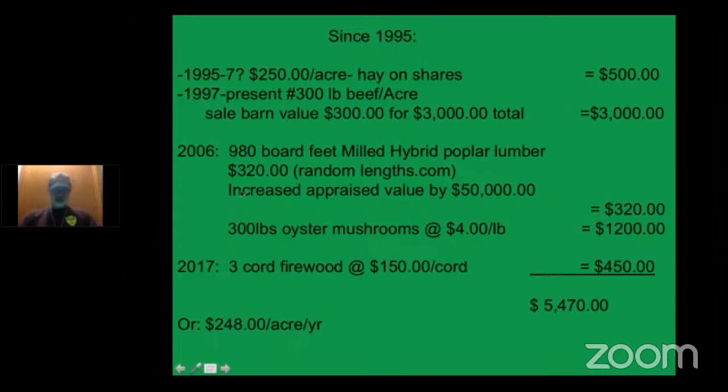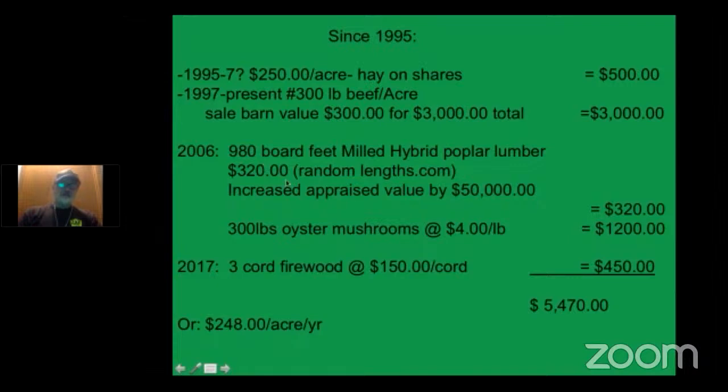2006 it was when we cut it, not 2011 like I said in the video. We got an estimated 980 board feet of milled hybrid poplar lumber, mostly as 2x4s for framing, and the average return that you would get for 1,000 board feet would be like $330 per 1,000 board feet, and it comes from randomlengths.com. It has historical sawmill records for if I have a 1,000 board feet of lumber. That's what I would get paid for it.